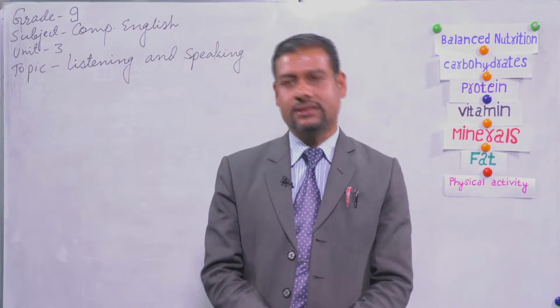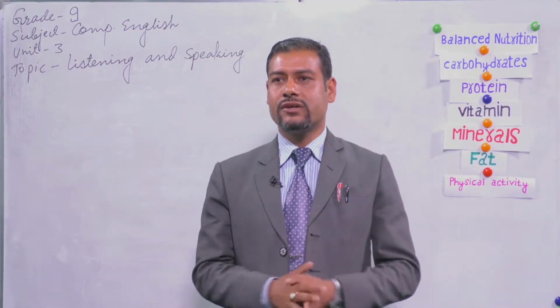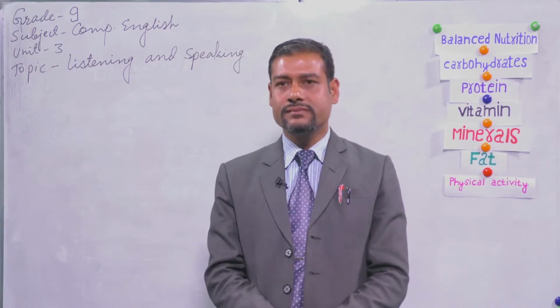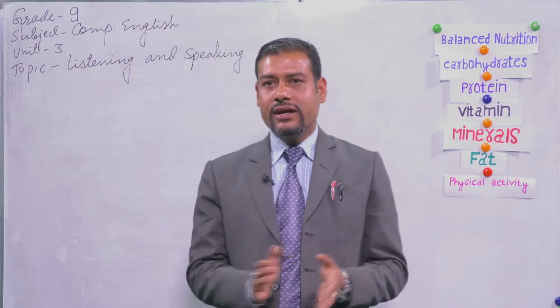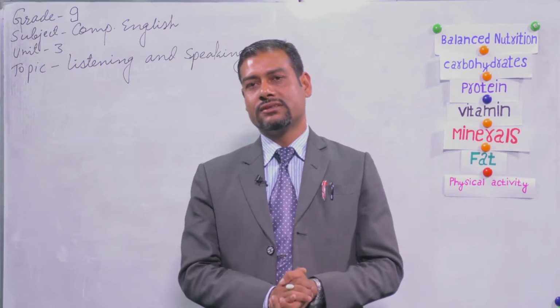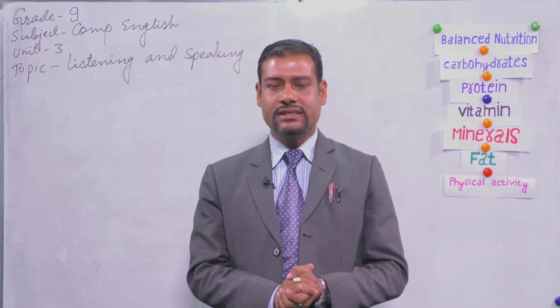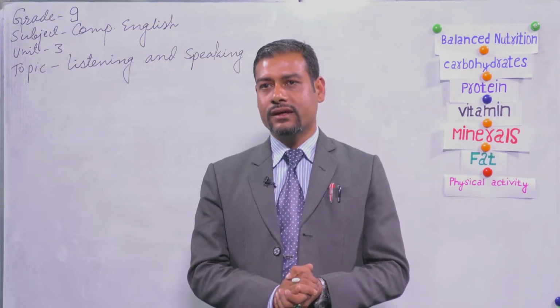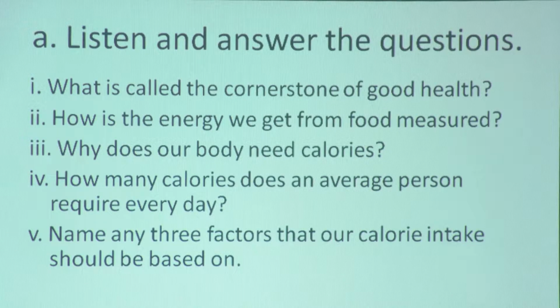Have you finished? Good. Now, question number 2, how is the energy we get from food measured? Please write it down. Fine, good. Again, you have to write down the answer of question number 3. Why does our body need calories? Write it down, please. Good. Question number 4. How many calories does an average person require every day? Write it down, please.